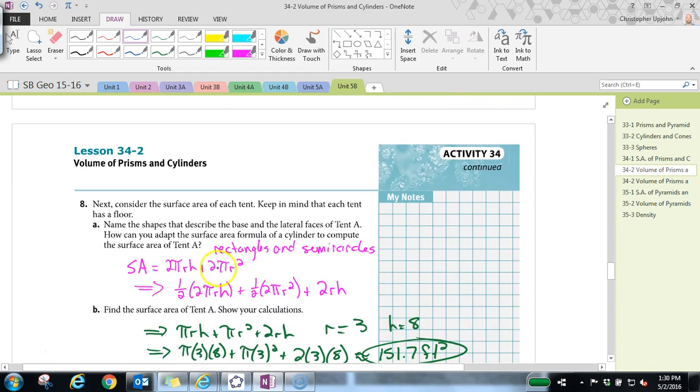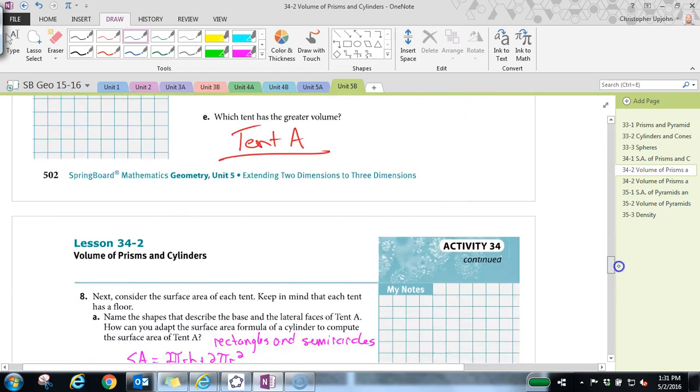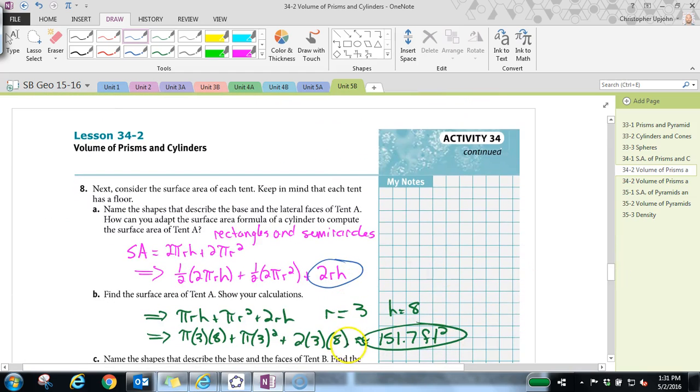So if we take our regular formula of a surface area, 2 pi r h plus 2 pi r squared, we have to cut those in half because we have half a cylinder. But we have to add in that other rectangle, which is 2 times the radius times the height. 2 times the radius, so 6, times the height, 8, will be this rectangle that we're going to be sleeping on. So this is our formula. We plug in radius and height.